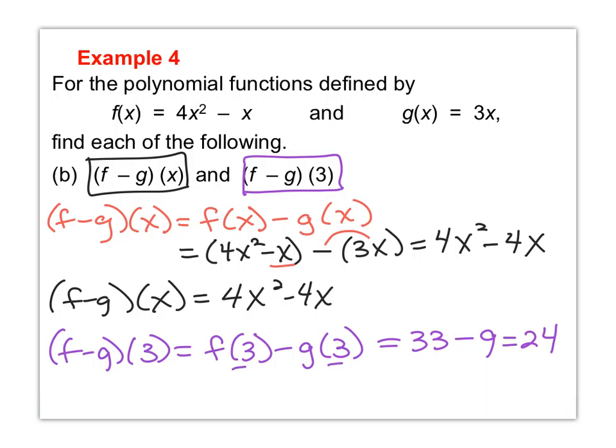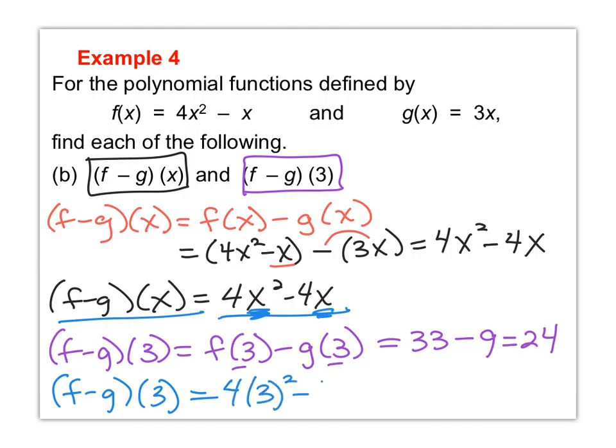However, what can be done is we already have simplified this form for f minus g of x, this quantity here. So we could take this simplified version, f minus g, and plug in 3 into the result. I'm going to plug in a 3 here and a 3 here. And when we do that, we get 4 times 3 squared minus 4 times 3. And that is 4 times 3 squared, or 4 times 9, which is 36, minus 4 times 3, which is 12. And we see that we end up with the same answer, 24.